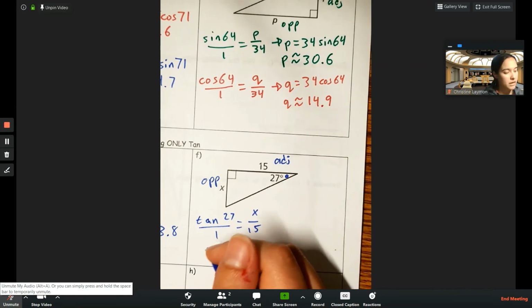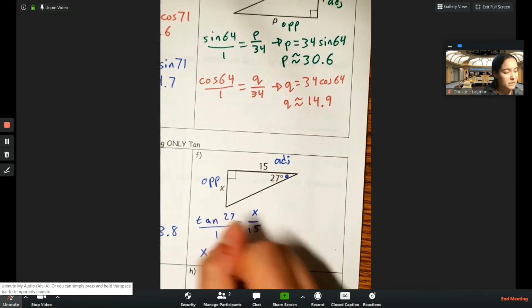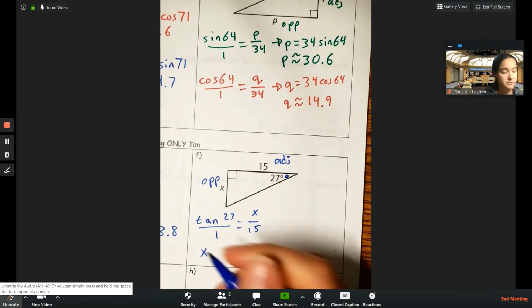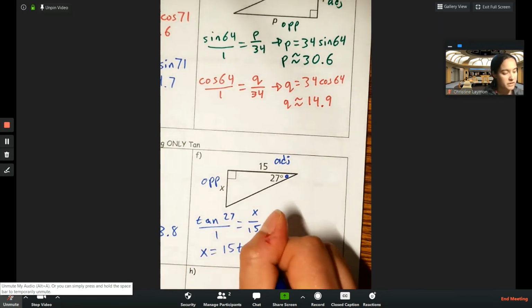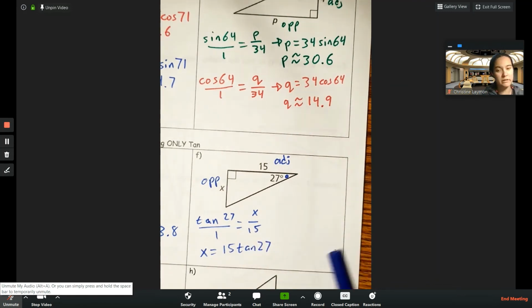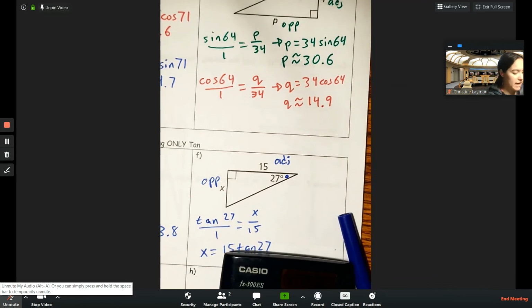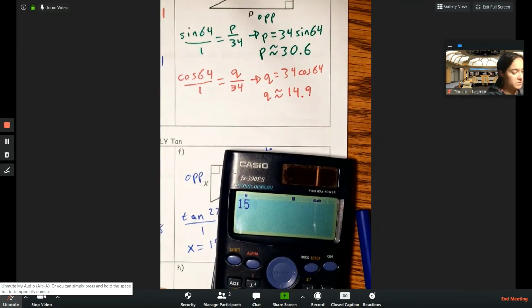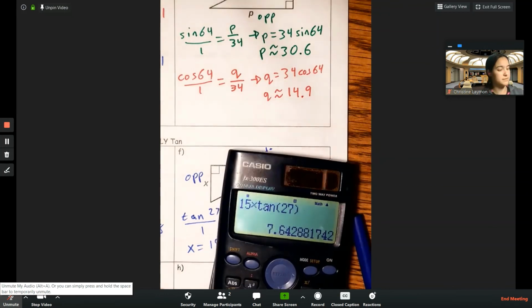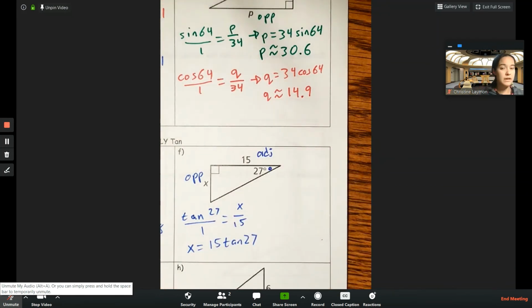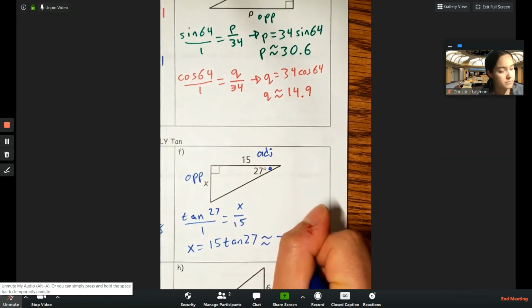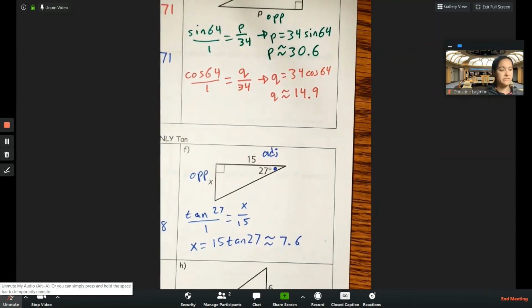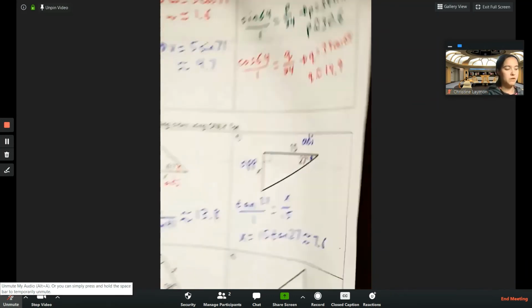I'm going to go ahead and cross multiply. 1 times x is just x, which has to equal 15 times the tangent of 27. Calculator time. So we have 15 times tan of 27, and we get out 7.6. So in this case, x is approximately 7.6. Okay, so that is F. I'm going to go ahead now and show G.